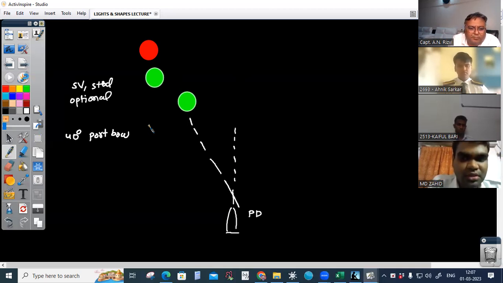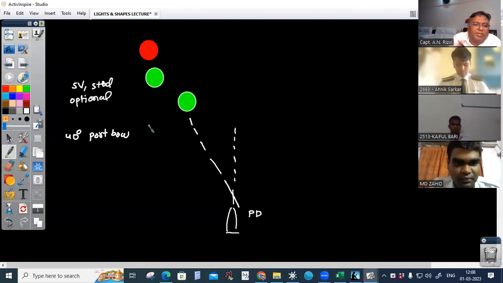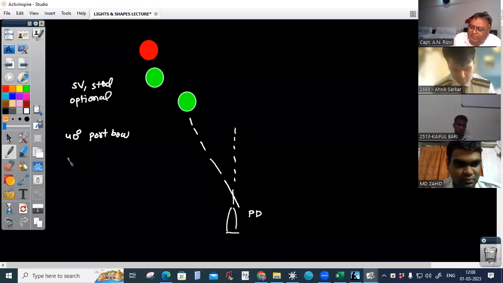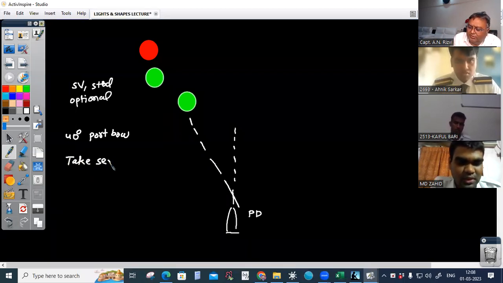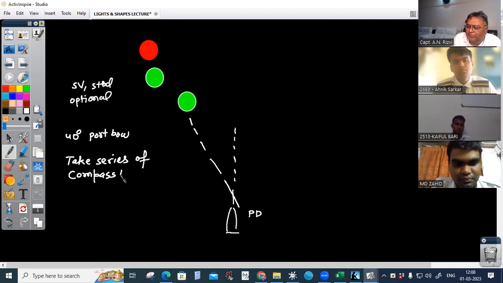Sir, first, as per Rule 7, I'll assess if there is risk of collision. Correct. And if there exists risk of collision, I will sound one short blast and then alter the course. Let's come to it step by step. Instead of saying risk of collision, describe the action. Sir, I will take a series of compass bearings of an approaching vessel.